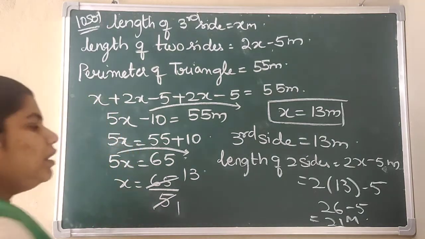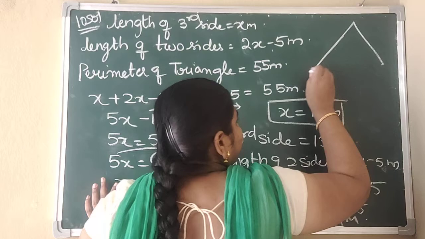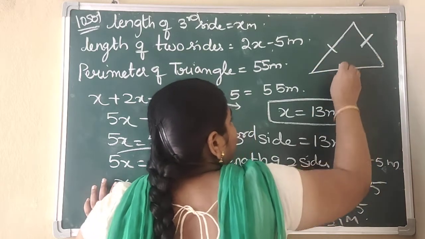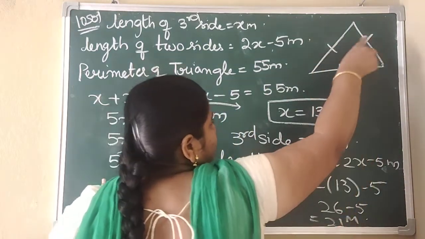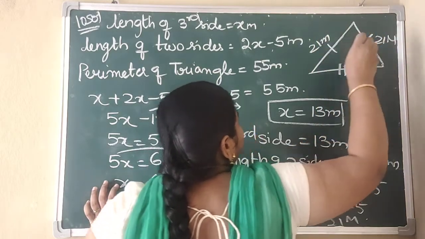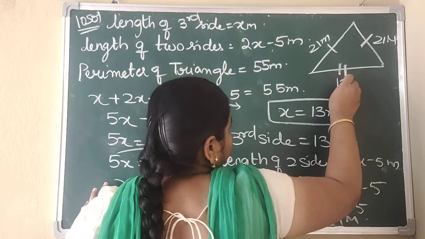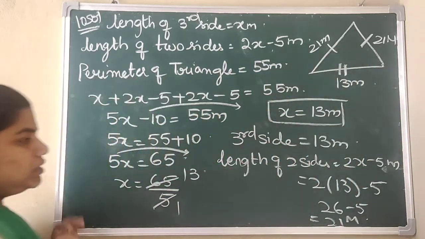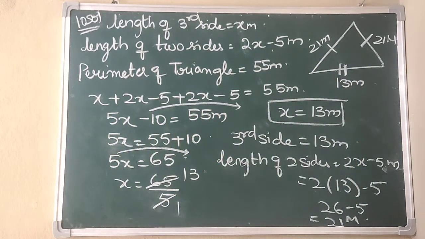So in the triangle, it is an isosceles triangle. So two sides will be equal, one side will be different. These two sides are 21 meters, and this side is how much? 13 meters. So this is our 10th solution.